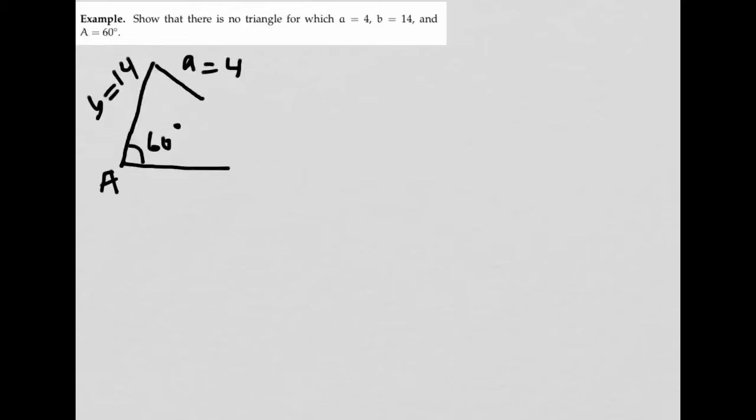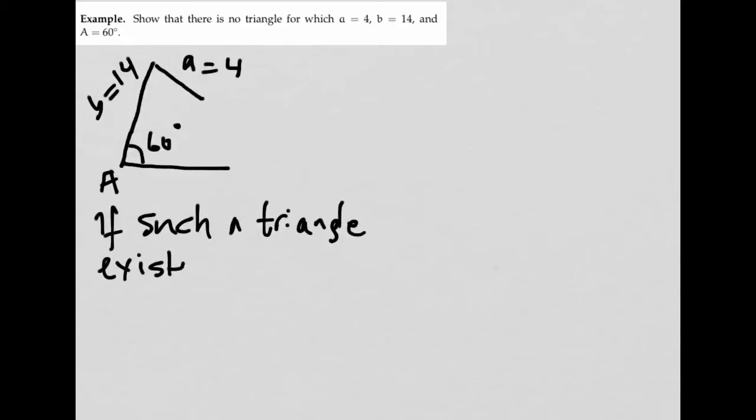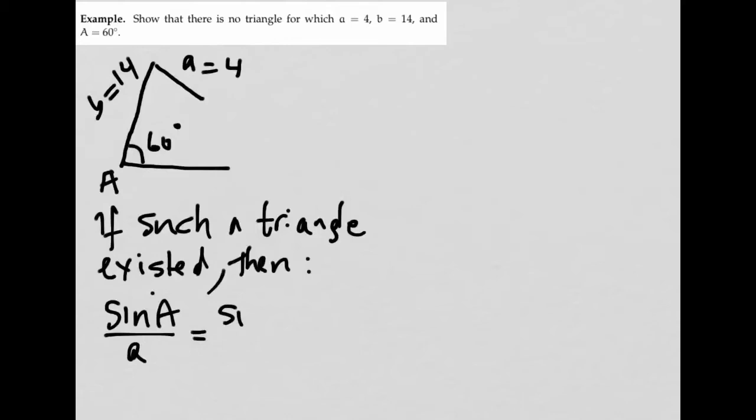So let's argue by contradiction. What if such a triangle existed? If such a triangle existed, then the law of sines would apply. And that would mean that sine A divided by a would equal sine B divided by b.